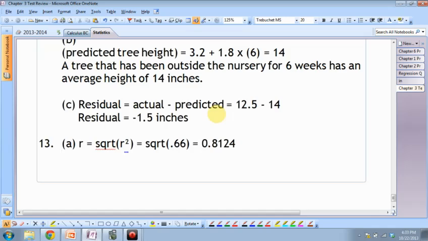I was surprised that it did the square root for me. If it said it has a negative correlation, would you just do the same thing but put a negative sign? Yes, exactly.